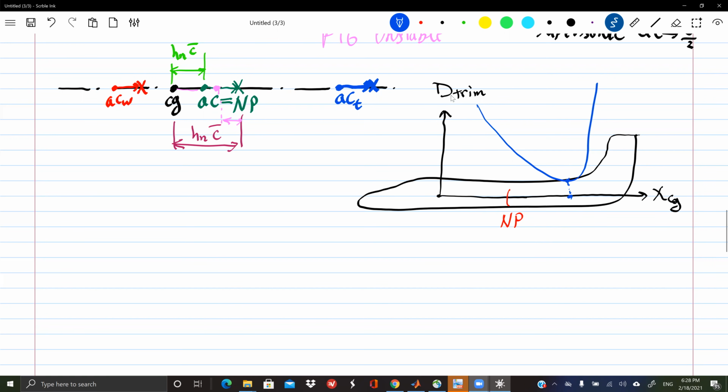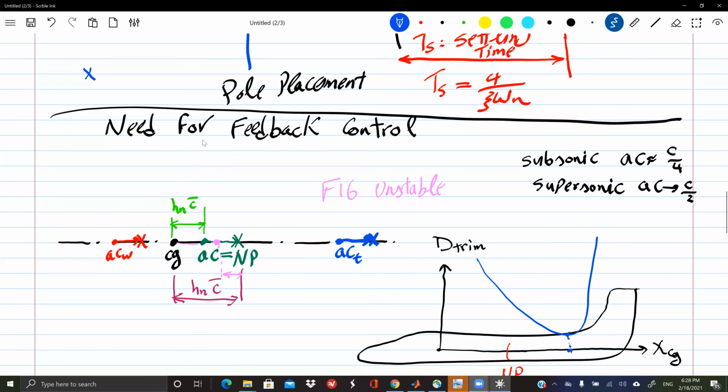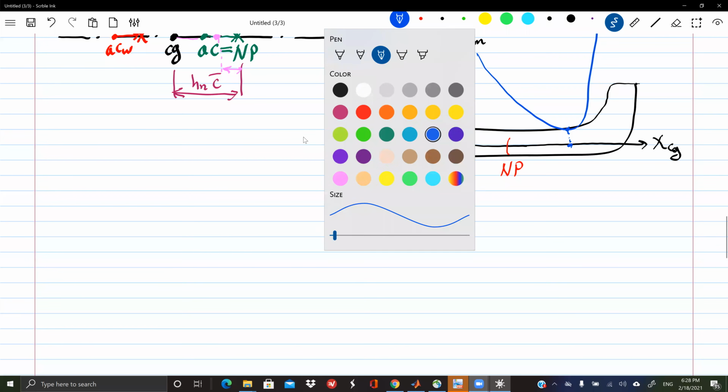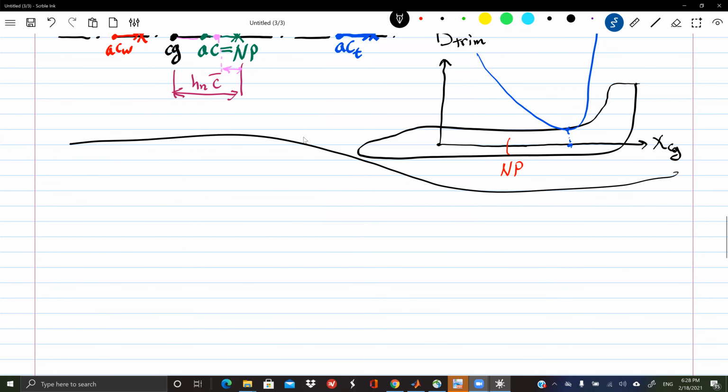You want performance, you want to minimize drag, you want higher lift to drag ratio, then we sacrifice stability. So how to regain stability? Well, design a feedback controller. We don't get it naturally from the airplane. Design a feedback controller. So that's enough for motivation. Let's go and design the feedback controller.